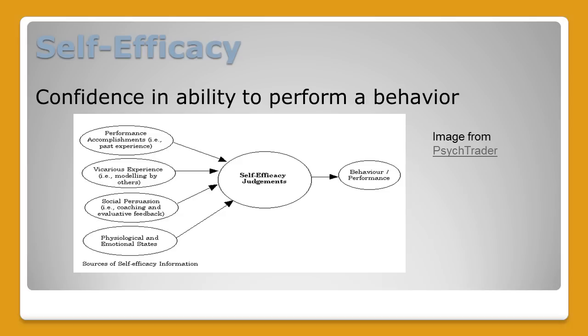Self-efficacy is a person's confidence in his or her ability to perform a behavior. It is the most powerful predictor of behavior. This diagram represents the four sources of self-efficacy.